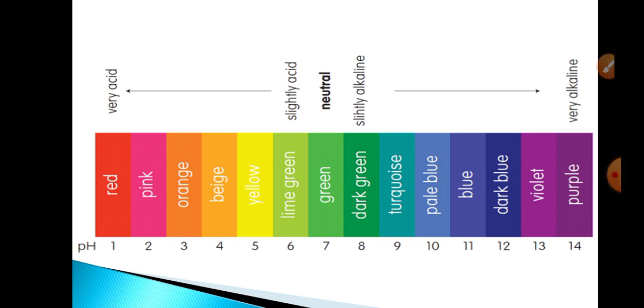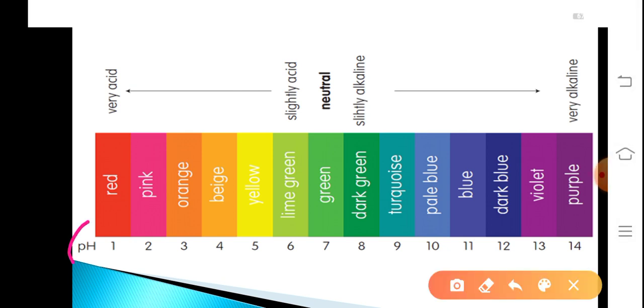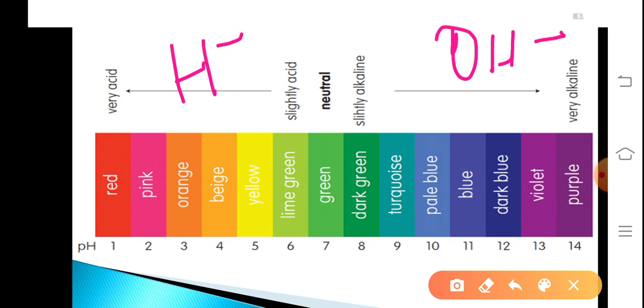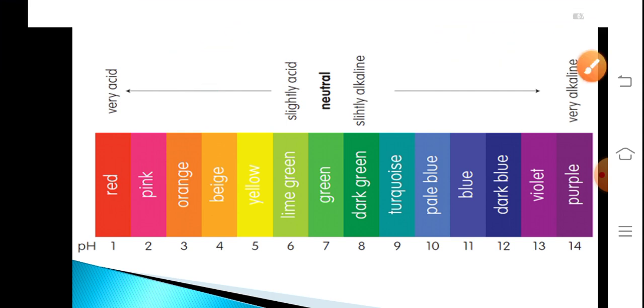This is another type of indicator known as universal indicator. Another name of universal indicator is pH indicator. Here you can see the pH ranges from 1 to 14. The pH at 7 is considered as a neutral pH. At pH 7, the number of hydronium ions is equal to the number of hydroxyl ions. Hence, it is a neutral solution.